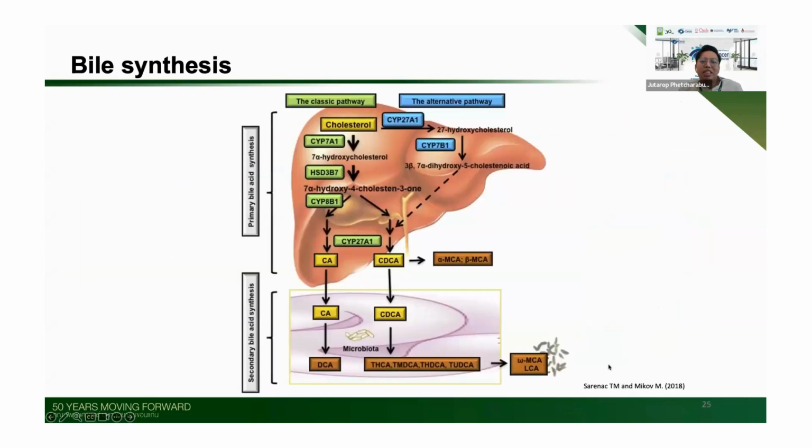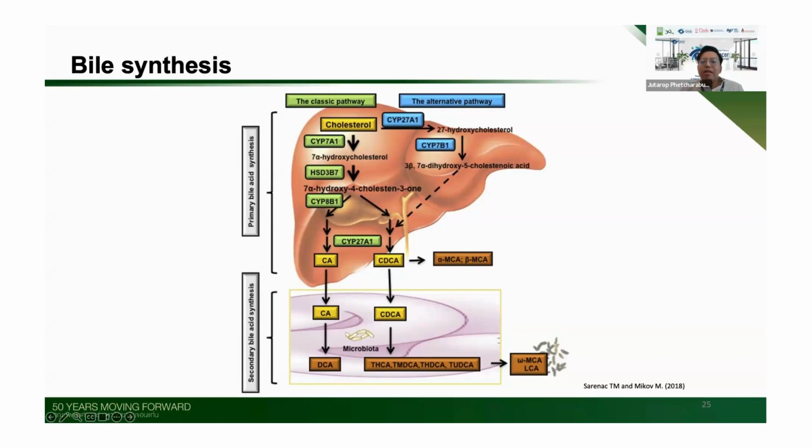Bile acid biosynthesis is the target of the study that I would like to give as an example. Primarily, bile acids are synthesized from cholesterol in the liver, and some primary bile acids are converted to secondary bile acids by enzyme activities in the gut bacteria. In the liver, primary bile acids are synthesized through two major pathways: the classic pathway, also called the neutral pathway, and the alternative pathway, also called the acidic pathway, due to the production of acidic intermediates.